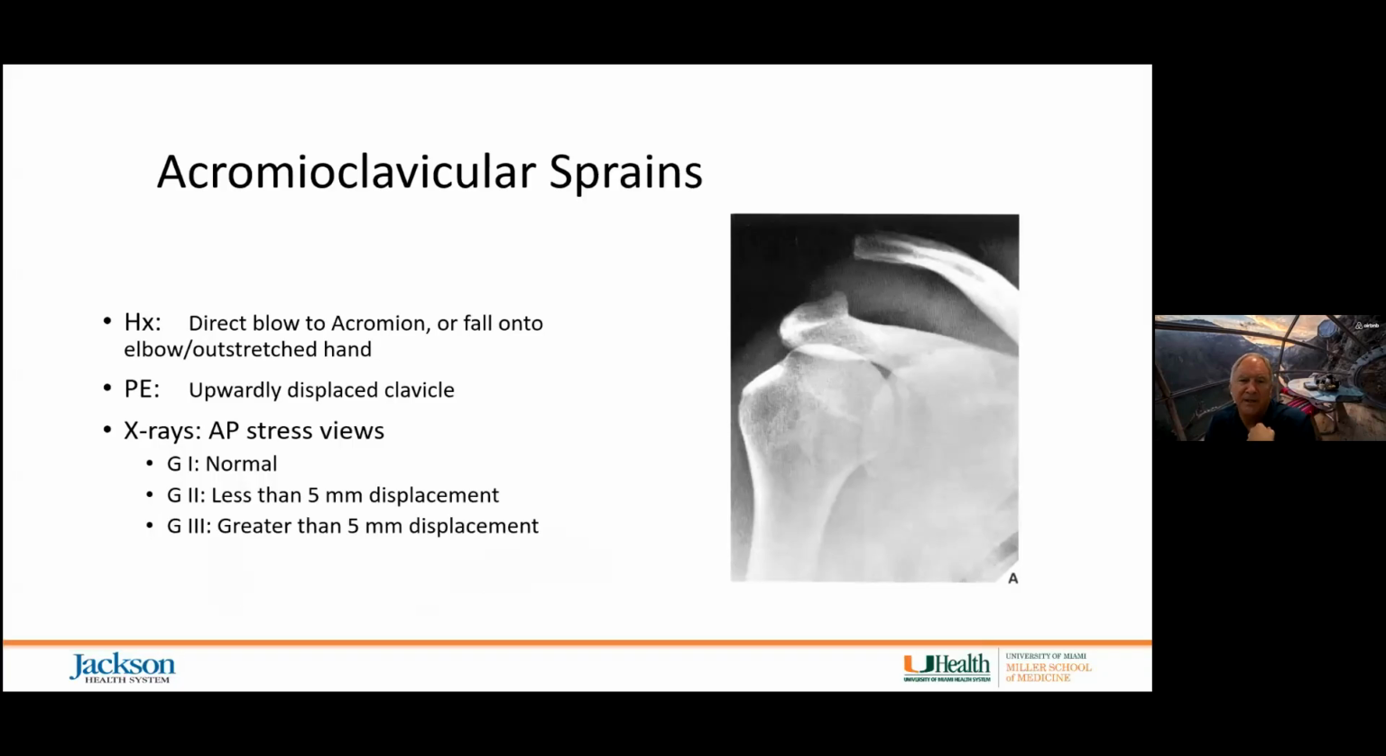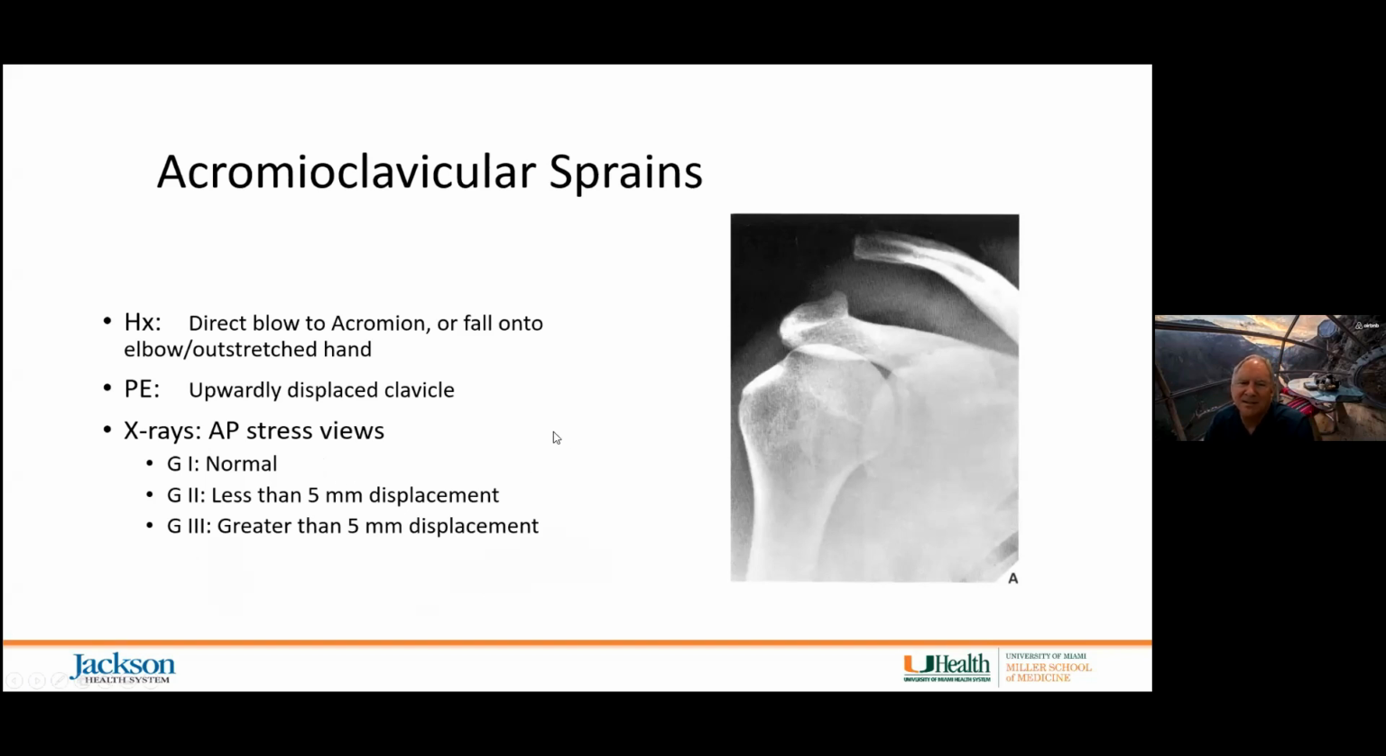So what am I showing you here? I'm showing you something that looks as if there was a disrupted ligament. And what I want you to be trying to piece together is the acromioclavicular ligament and disruption with that. So this is typically a blow to the acromion, falling on an elbow or an outstretched hand, with an upwardly displaced clavicle. Wasn't as easy to tell from that previous one, I know.